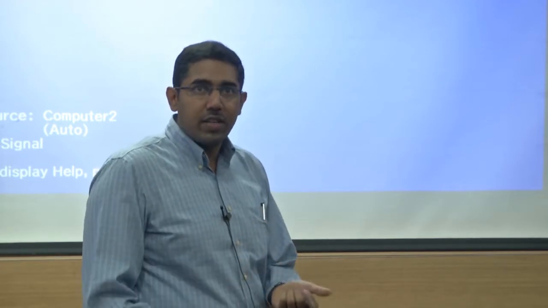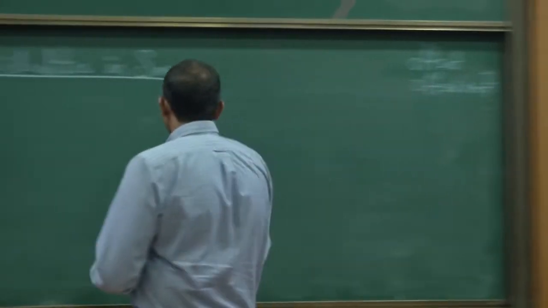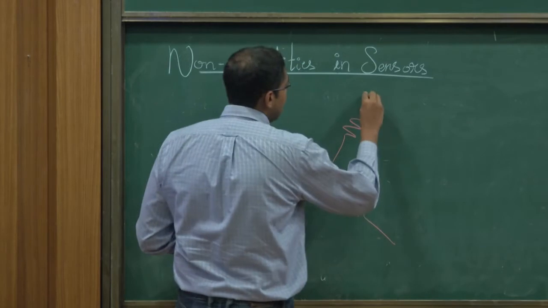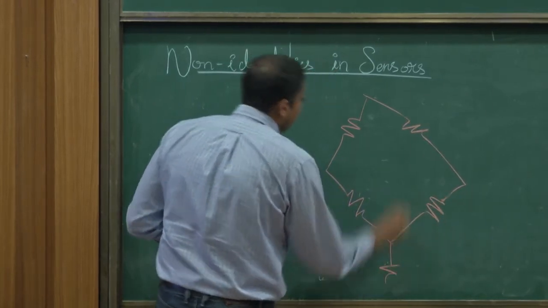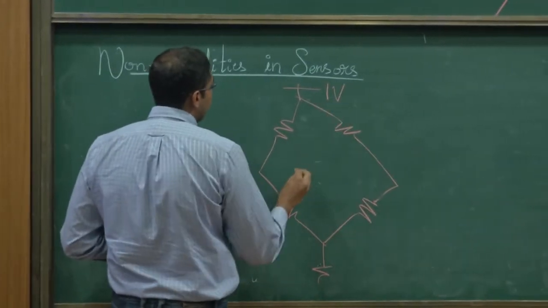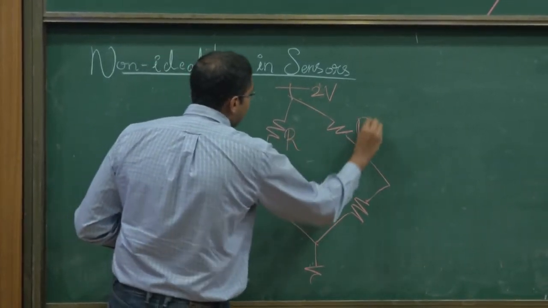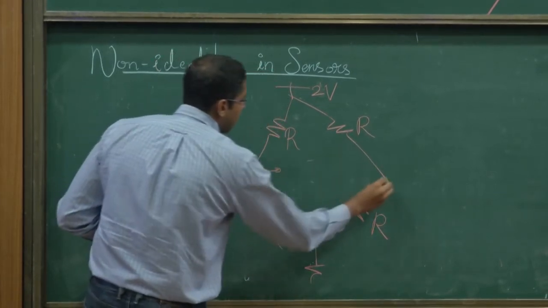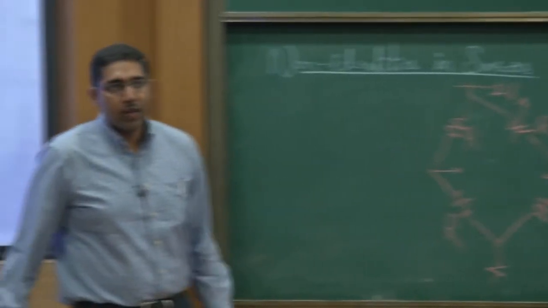Have you come across Wheatstone bridge? In a Wheatstone bridge, what happens is that, let's say you basically have 4 resistors and apply, let's say 1 volt here, or let's say 2 volts. All of them have a resistor R, and one of them is our sensor. Okay?